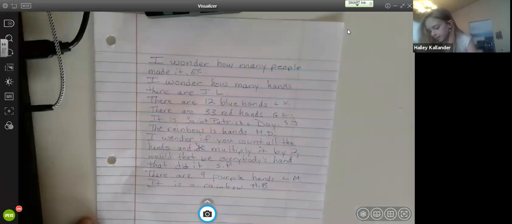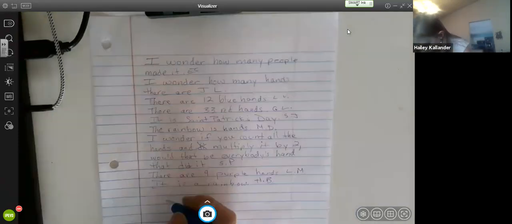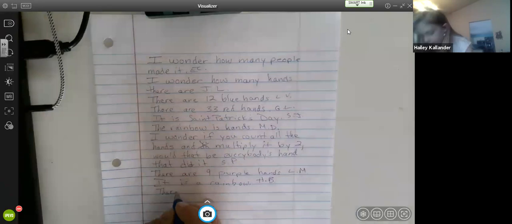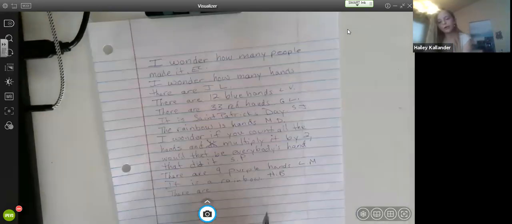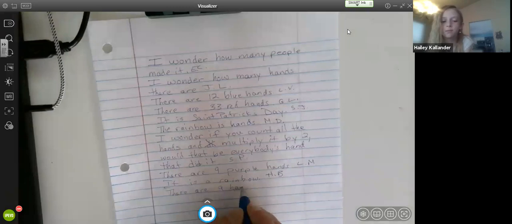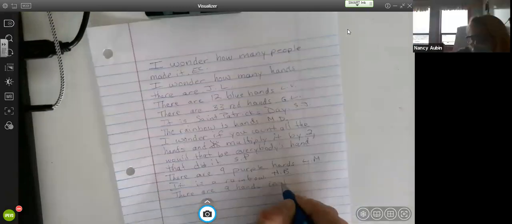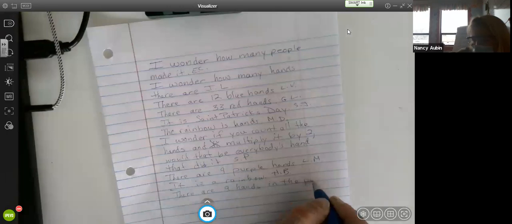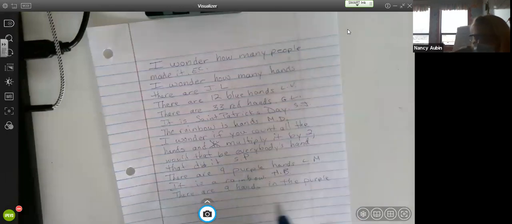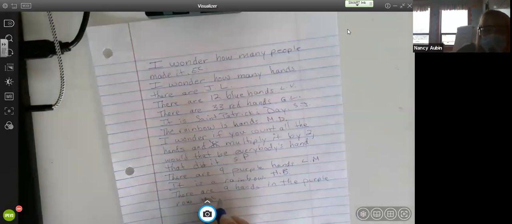I noticed there are 9 hands in the purple row. Haley calendar. I'm gonna stop sharing, see if there's anyone else. Haley, you always seem to pop up on my screen so big. Ben, did you want to share? Or Henry, or Katie, or Reese, or Gavin? Anything you notice, Katie? Or wonder?